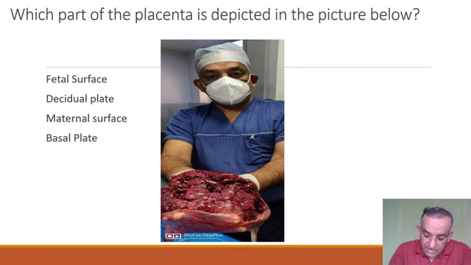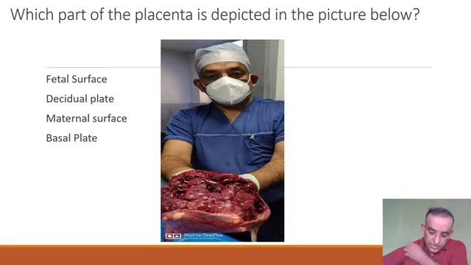Which part of the placenta is depicted in the picture below? See, I'm holding a placenta here on the back of my hand, and you must remember that whenever a placenta comes out after the delivery of the baby, when you do the placental delivery, you must always place the placenta on the back of your hand and then examine it. Why on the back of your hand? Because see, my hand is shaped like a dome. So the placenta is also attached on the uterus in this way. It's like a dome-shaped attachment. So keep the placenta on the back of your hand, and that's where you should be examining it.